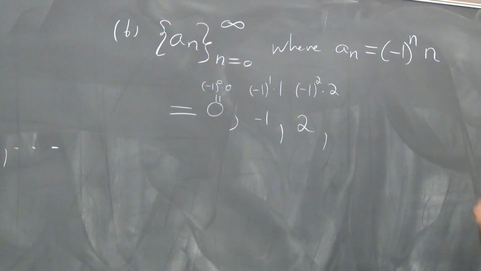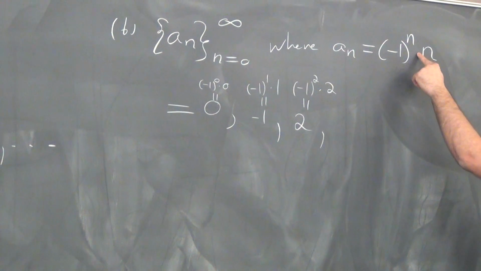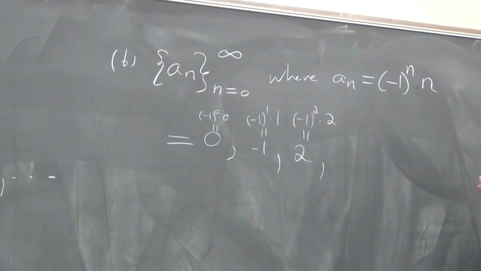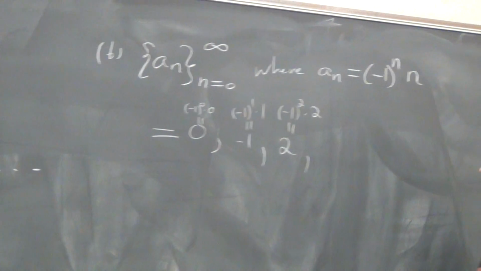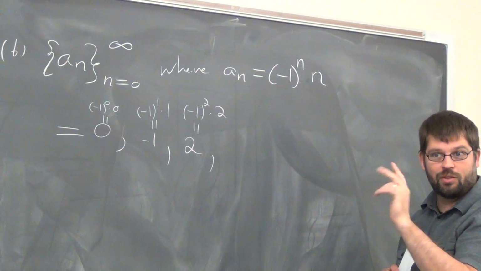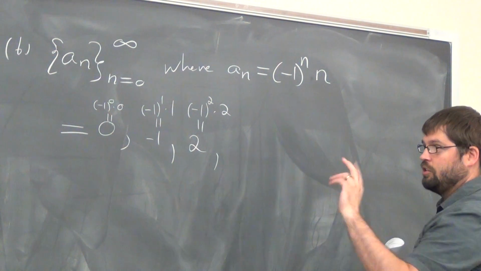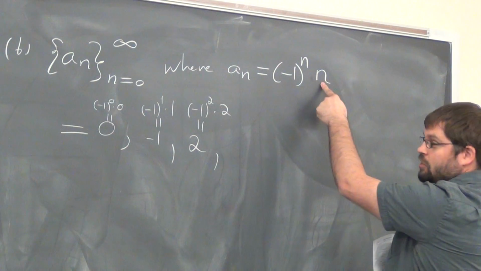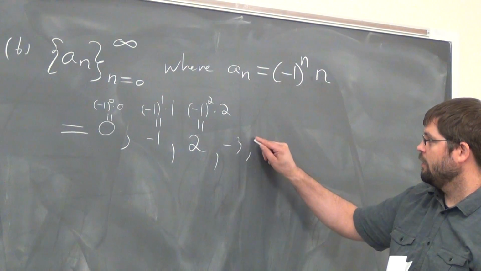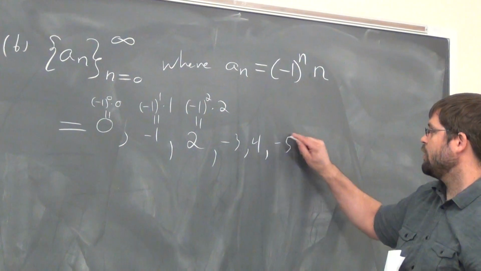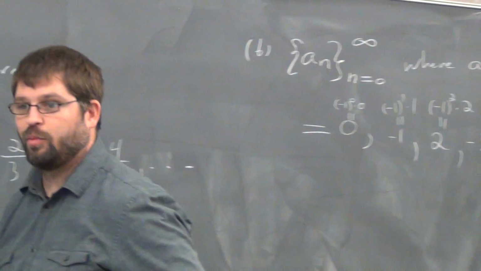Rather than write out any more terms, let's just think about what happens. What does the -1 to the n do? It just makes the sign flip: plus, minus, plus, minus. Whenever n is even, it'll be plus. Whenever it's odd, it'll be minus. They just alternate signs, and then this just goes up by 1. So we get -3, 4, -5, 5, 6, and so on, right? Does that seem okay?